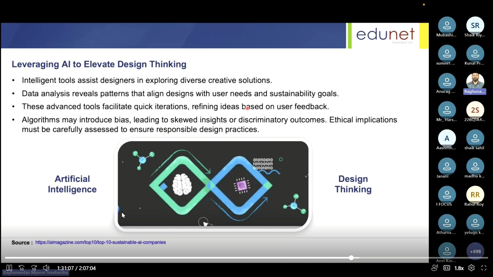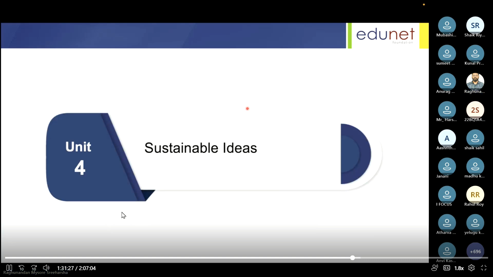And I get to know, okay, this is what I thought, but obviously I could change here or there, right? Or otherwise you might be very satisfied with your own modeling. So that is one of the things. These are the things where artificial intelligence really helps us to move up the way of design thinking. So coming to the last part, that is unit 4, sustainable ideas.